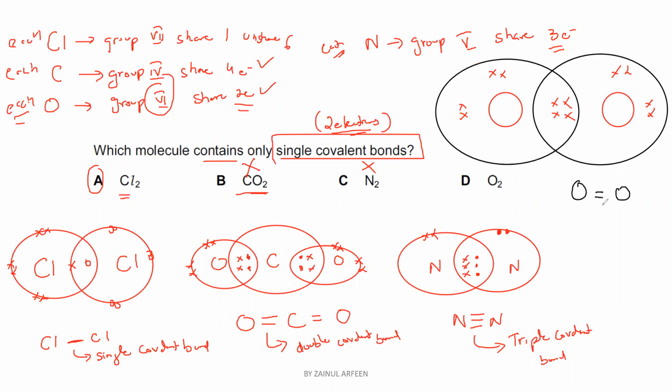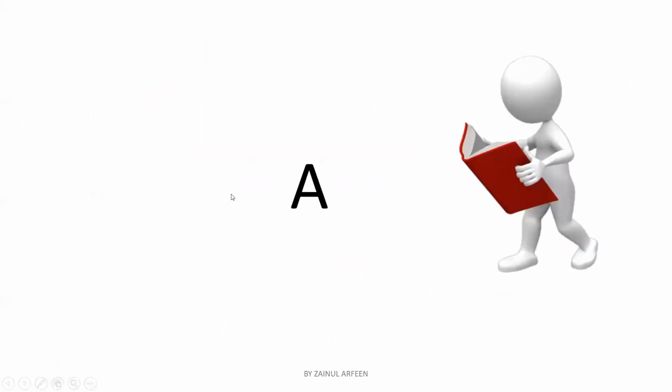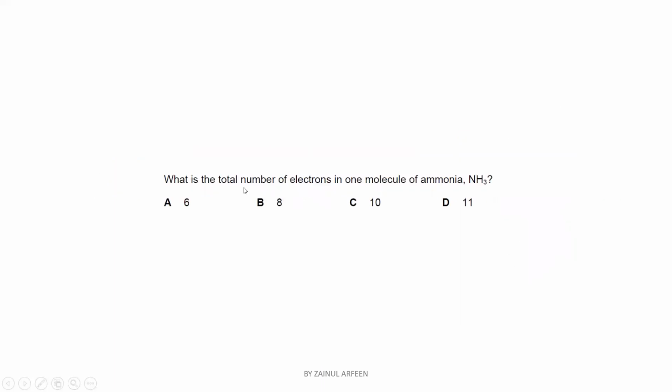So oxygen means O2, and what we call this bond, we call that a double covalent bond. Is it clear? The difference between a single covalent, a double covalent, and a triple covalent bond. So that's why A is the right answer. In exam, to know the right answer, you should draw the structure for each. So option A is the right answer for this.